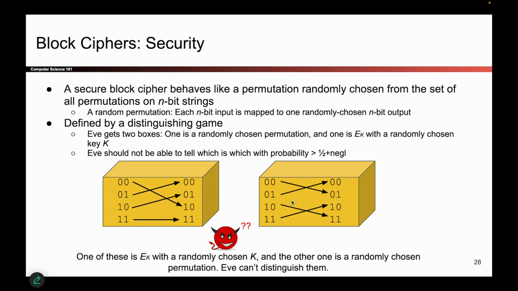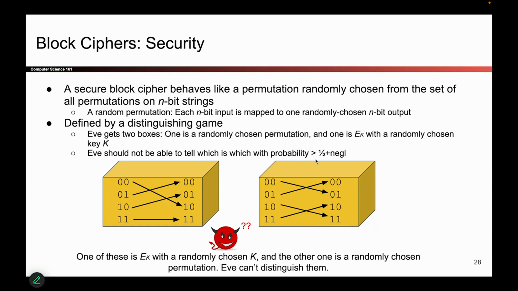And that's what makes the block cipher scheme secure. When we say it behaves like a random permutation, we're saying that if you present Eve with something that was actually generated from the block cipher and something where I drew all the arrows at random, Eve cannot tell which one is which.